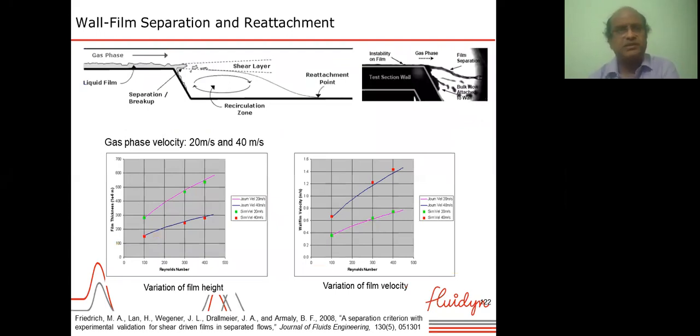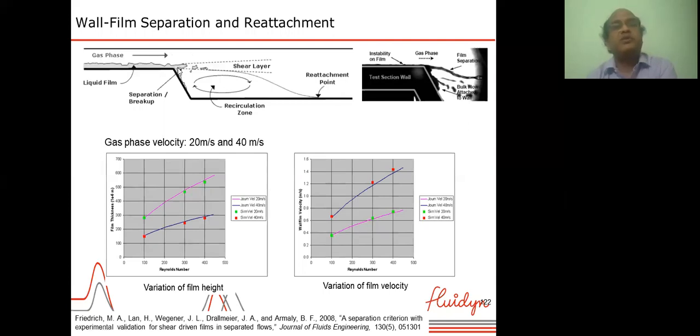Complete this by showing some examples of wall film calculation. There is a test problem, a benchmark problem given by Frederick et al. on separation of wall film. So what happens is when a liquid film flows over a surface, there is a liquid film, and over that there is a gas flow.